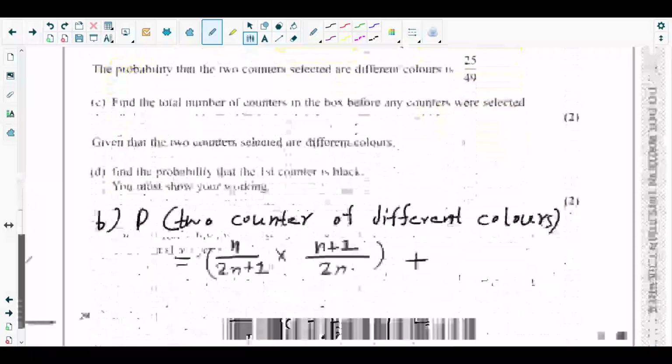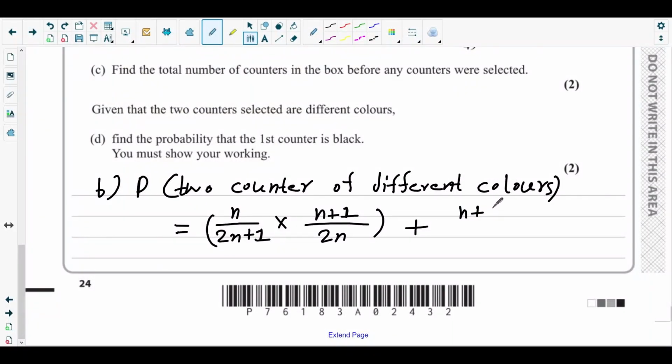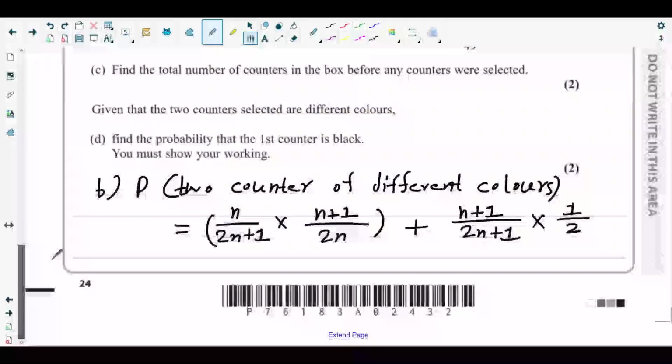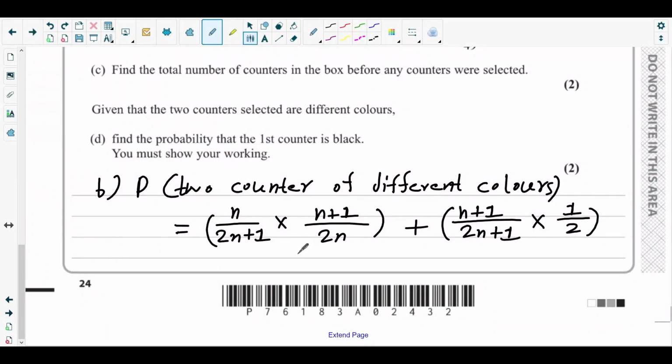So black and red is n plus 1 over 2n plus 1 times half, if I'm not wrong. Yes, black and red. So what you will get? The n cancels out. So you will get half of n plus 1 over 2n plus 1.